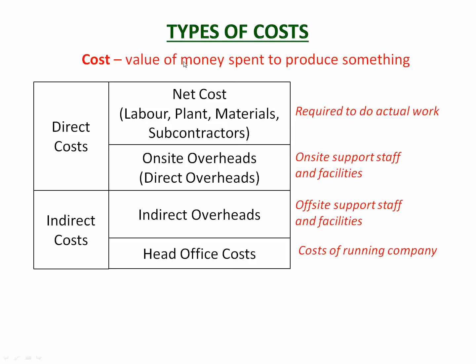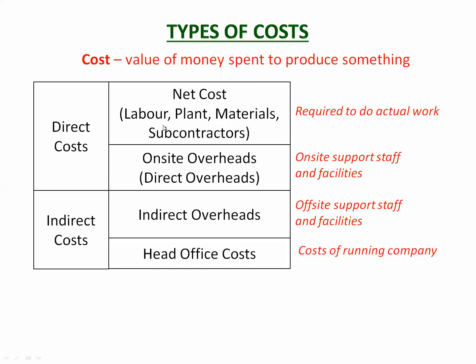So the types of costs, you've got direct costs, which are costs that are directly related to the production of what you're producing. So for a project, say a road building project, the direct costs are all of those costs involved in building the road. And that's divided into two. So the first is net costs. The net costs are the costs required to do the actual work.